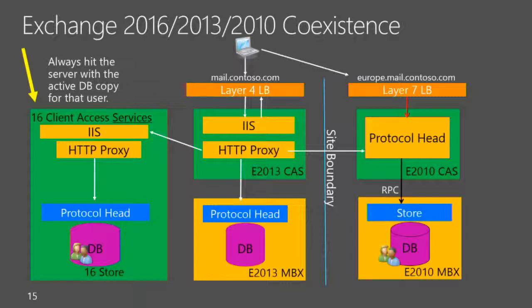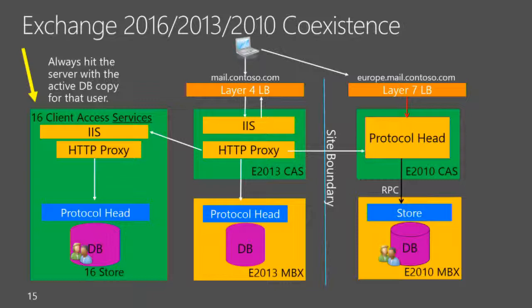So in this environment here, we've got our lovely mail.contoso.com taking client traffic, and there's a few things going on. We hit the default website, and then again, we authenticate, we locate, and we figure out what we're going to do. We're going to proxy, we're going to redirect. And in this case, you see 2013 CAS does proxy over to the default website on 2016. All right, so we hit our client access services, because there's no more server, right? Just the services still exist. And then we connect to the protocol head to get into the information store if the user is on 2016.